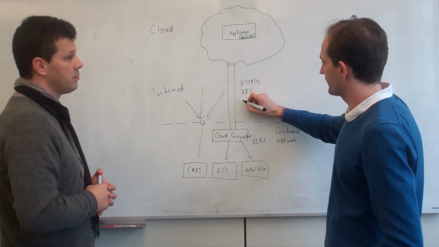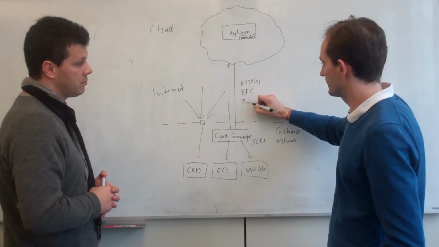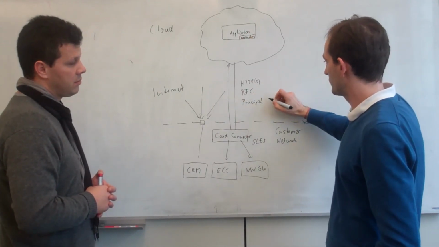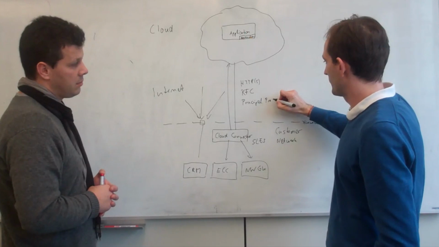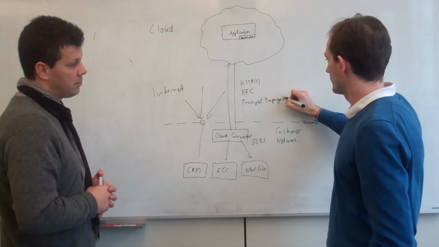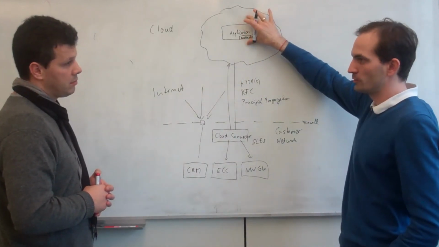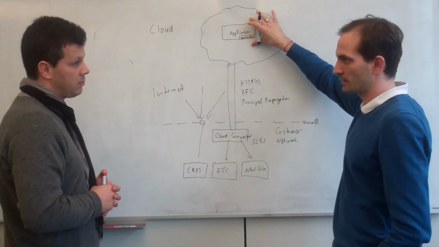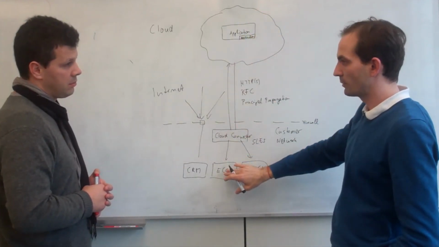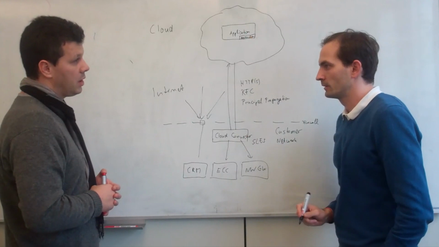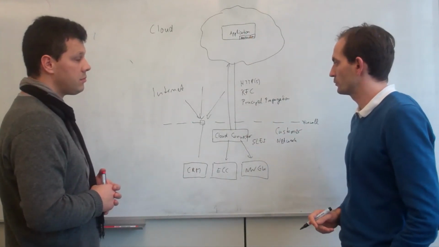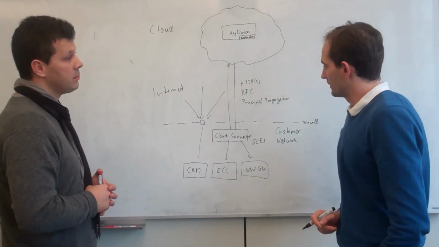So these will be topics. Then we have something like principal propagation in our roadmap. Principal propagation means you like to propagate the user that is logged on here on the on-demand side in your cloud application to your backend via the Cloud Connector. Oh, okay. This is something which will start soon.